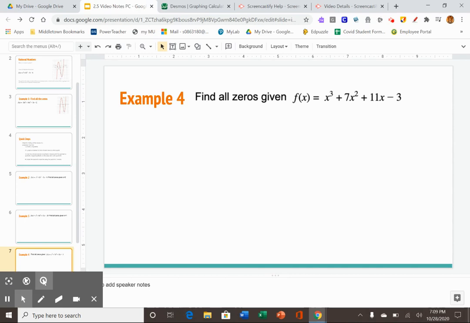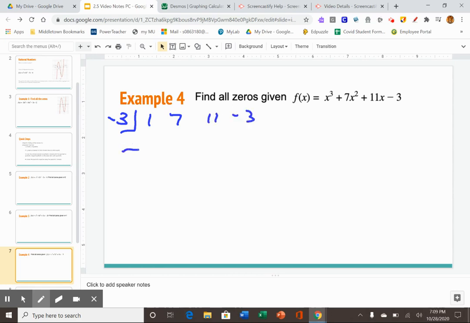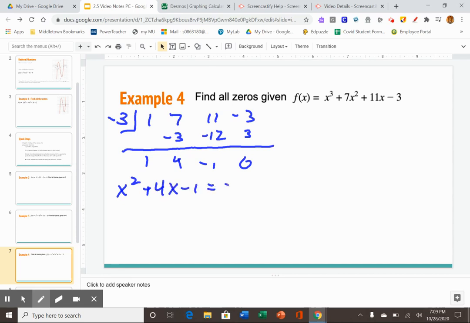So we're going to get it from Desmos if 1 is not given. And now from here, we're going to do what we were doing before with -3. So we're going to use -3 as our 0. And again, we got that from Desmos. And now you're going to do the problem like we've been doing. So 1, 7, 11, -3. Draw the bar. 1, -3, 4, -12, -1, 3, 0. x squared plus 4x minus 1 equals 0. And we're going to have to do the quadratic formula for this.